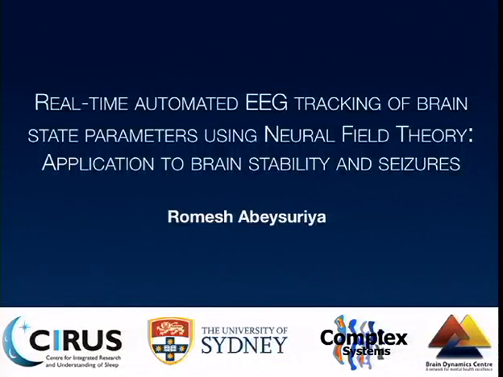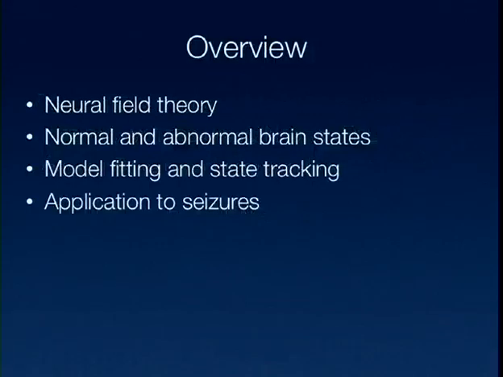I'm going to be speaking today about my work using neural field theory to characterize brain states in terms of their physiology, and then to examine the evolution of the physiology and the brain states over time, and then some of the applications that this might have in terms of brain stability and seizures. So I'm going to start with a very high-level overview of what we want to achieve with this type of framework, and then the neural field model that we're using specifically in this study, and then go into how we use this model to represent normal and abnormal brain states and their activity, how we can fit this model to EEG data, and then track the evolution of brain states, and then potential applications for seizures.